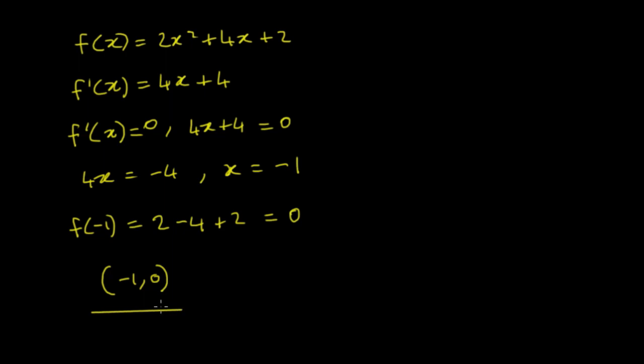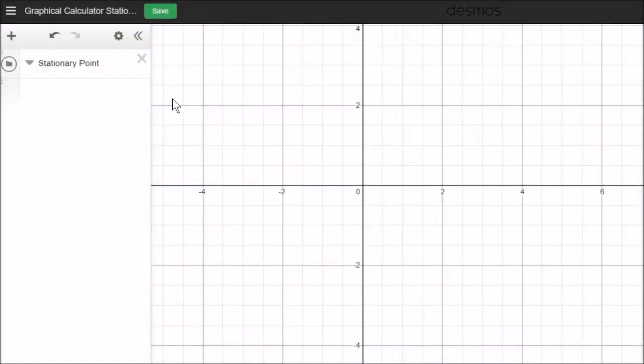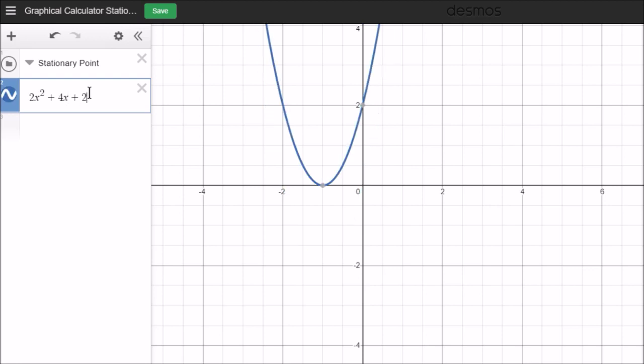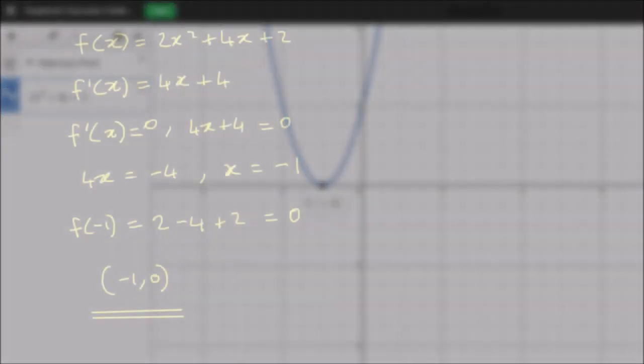So let's go ahead and have a quick look in the graphical calculator and see whether this is correct. So we'll put our equation in. It's going to be 2x squared plus 4x plus 2. And we're looking to find the turning point, and you can see the turning point is minus 1, 0. So we got that correct. So let's look at another one.